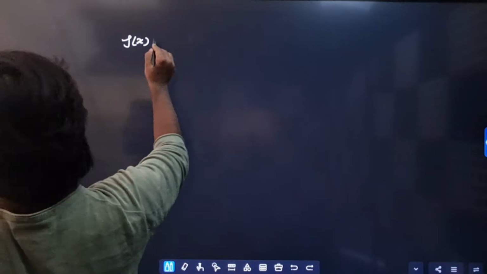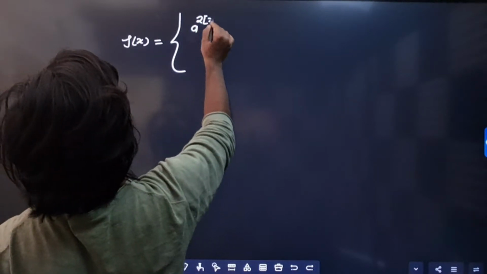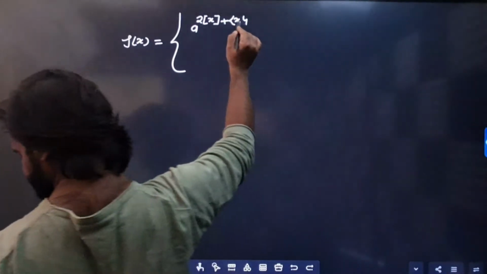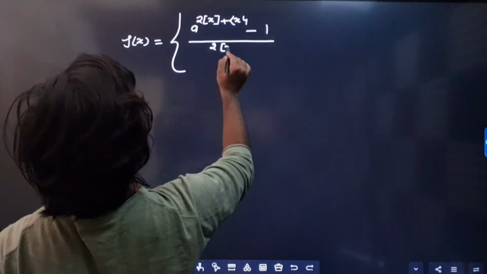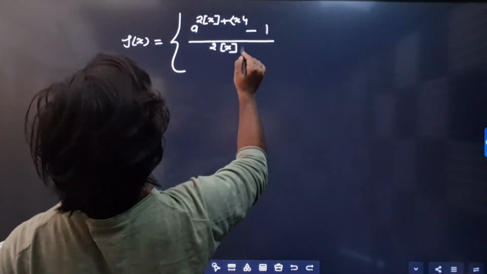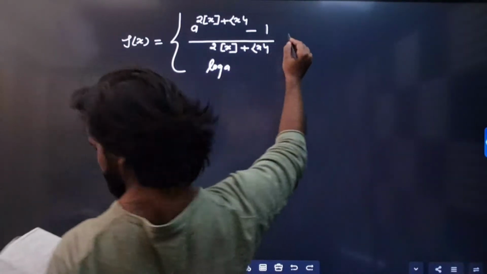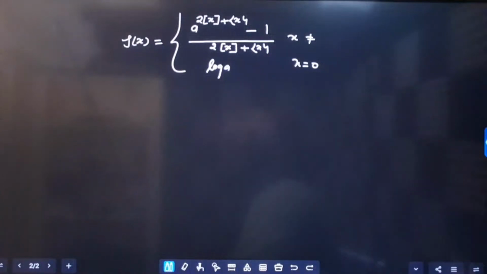Next question. The question is f(x) is equal to a to the power of 2 times greatest integer function of x plus fractional part of x, minus 1, divided by 2 times greatest integer function of x plus fractional part of x, for x not equal to 0, and log a for x equal to 0. Whether the function is continuous or not, we decide after solving.